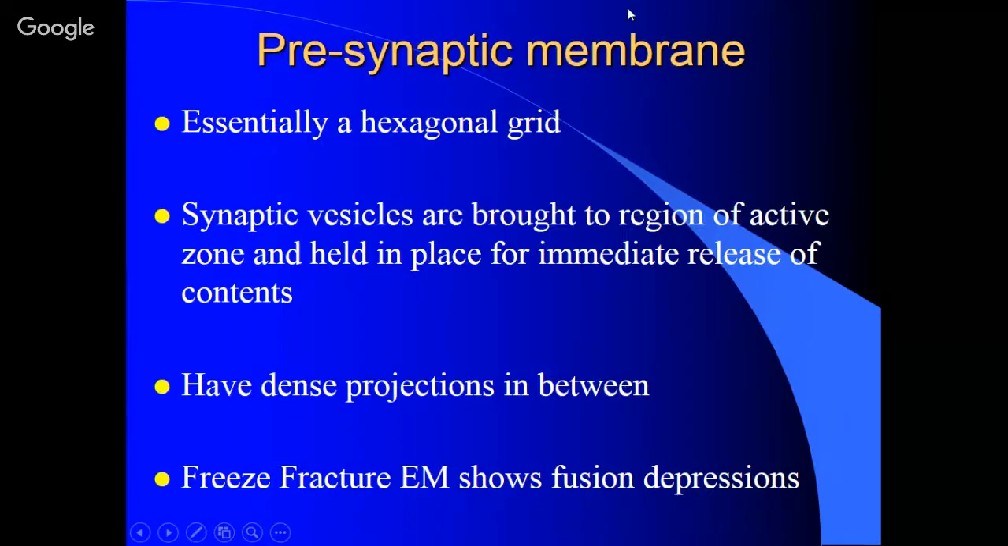Now, the presynaptic membrane of the terminal is in a hexagonal grid, and we're going to show you a picture of that in a little bit. The synaptic vesicles are brought to the region of the active zone, and they are held in place for immediate release. So once the electrical signal arrives, it isn't that the vesicles have to find their way to the active zone and then release a neurotransmitter. They are already sitting there, docked at the plasma membrane, ready to release. Speed is of the essence.